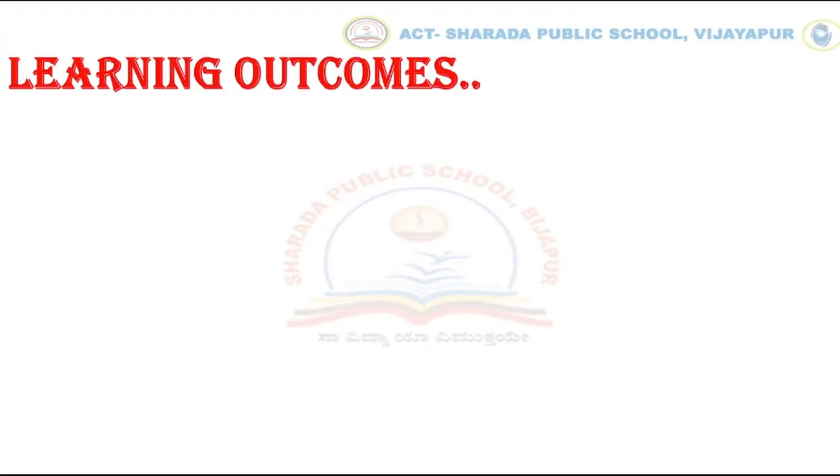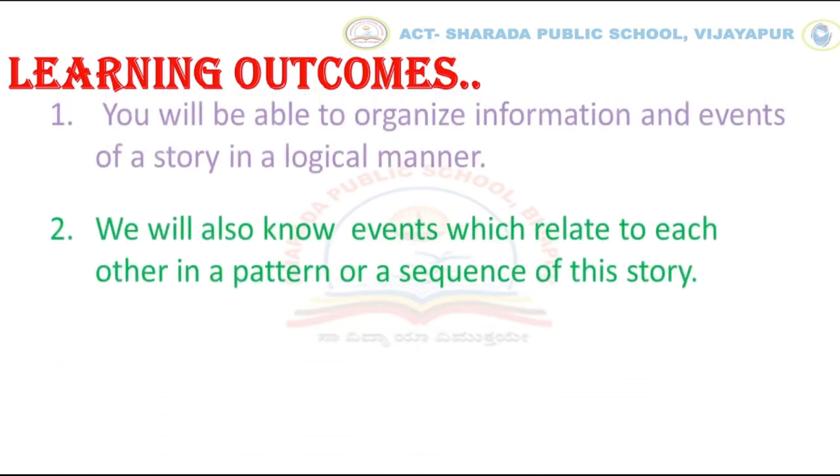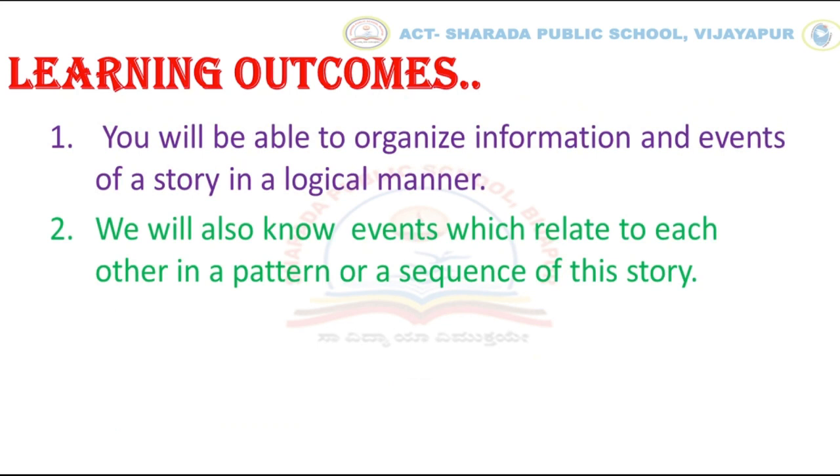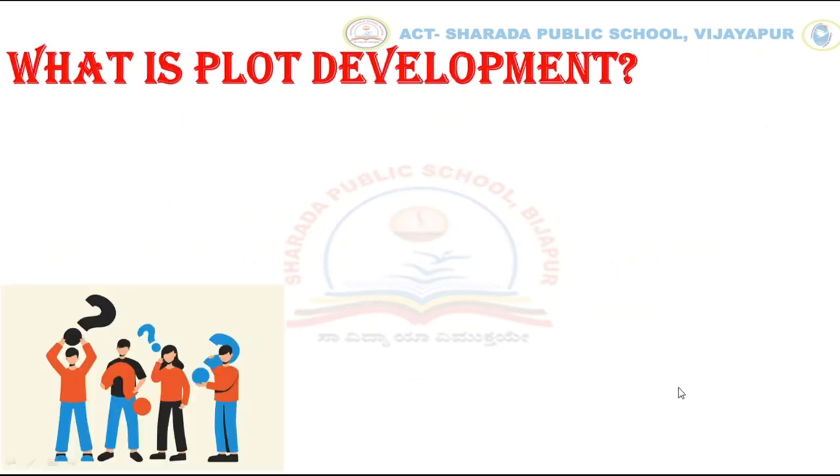Okay children, let us look into the learning outcomes, things which we can take away by the end of this video. Number 1 is you will be able to organize information and events of a story in a logical manner. We will also know events which relate to each other in a pattern or a sequence of the story.